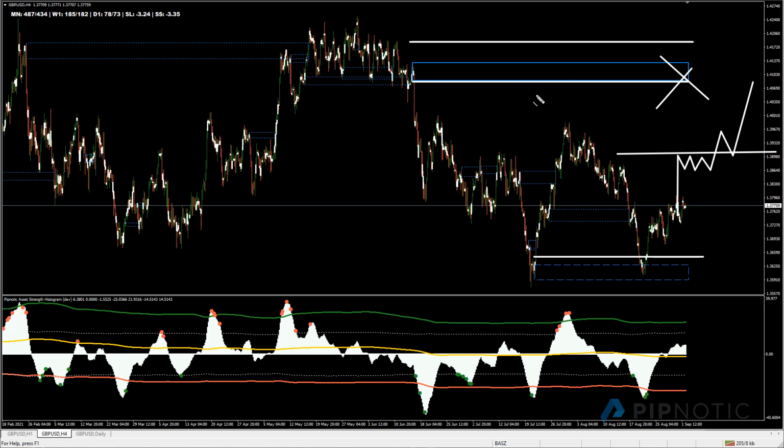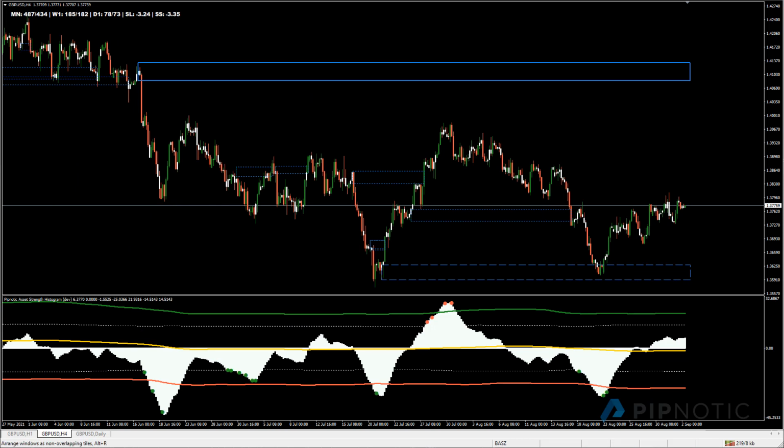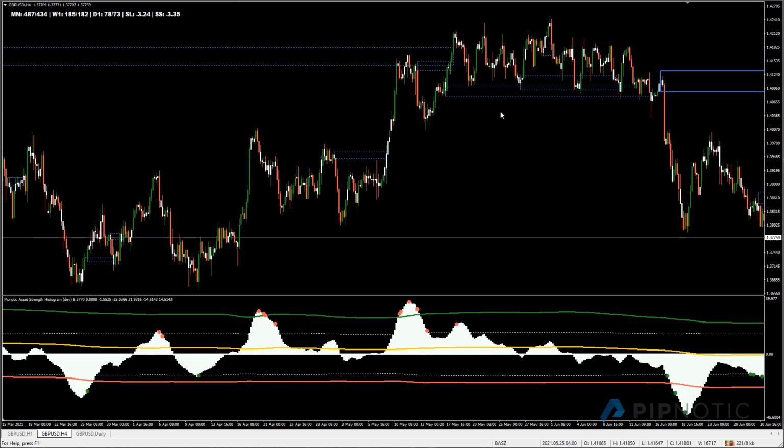But what you can do as well is, instead of just jumping in at this, you can notice that we had a couple areas of demand. Okay, we had a parent, we had a child. The parent was tested several times, and price tried to move below it, but it failed. You can see we tried here, here and here. All of these tests came down to this level.